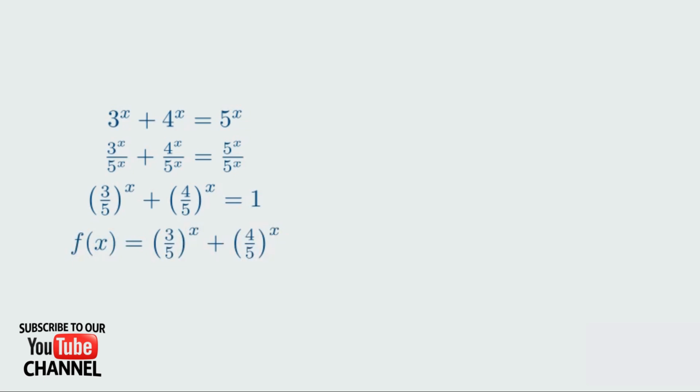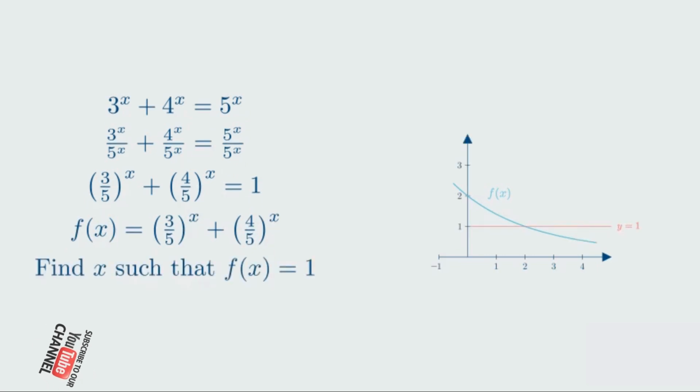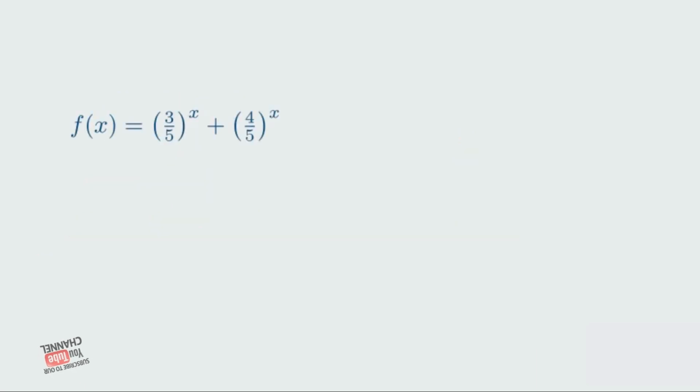Let's define a function f of x to represent the left-hand side of this equation. Our goal now is to find where this function f of x is exactly equal to 1. Let's analyze the properties of our function. f of x equals (3/5) to the x plus (4/5) to the x.